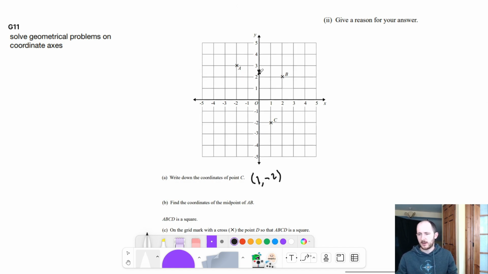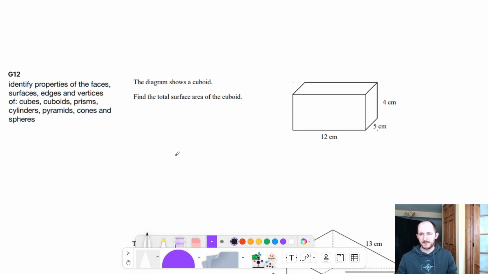And lastly, mark where it would be for it to be a square. So if you look at all of the sides, they go 4 down and 1 across. So if we do the same thing here, we can go 1, 2, 3, 4, 1 across. It should be over here to make that a square.